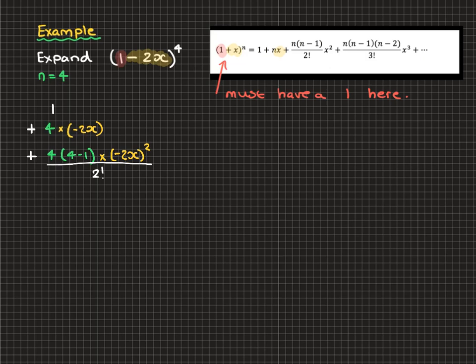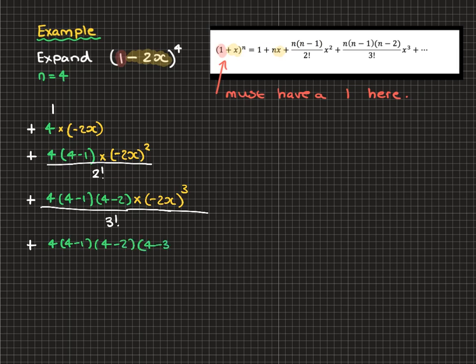I'm writing out perhaps more working than I might do really, just to give you a very clear idea of what we're doing. The next term is n minus 1, n minus 2, all multiplied by negative 2x, all cubed, all over 3 factorial. And the next one will be n minus 1, n minus 2, n minus 3, all multiplied by negative 2x to the power 4, all over 4 factorial. Now, we then need to simplify each of these terms, which can very easily be done.